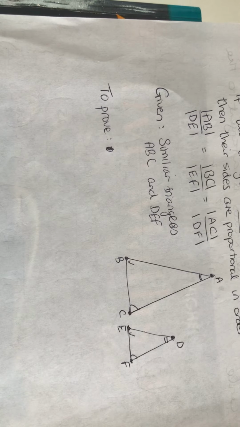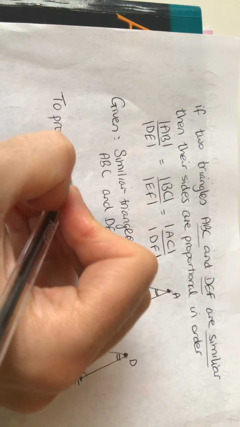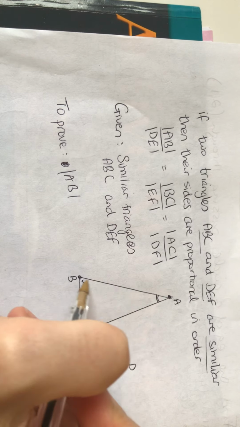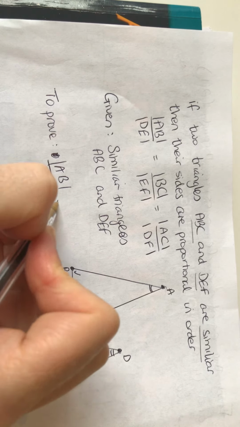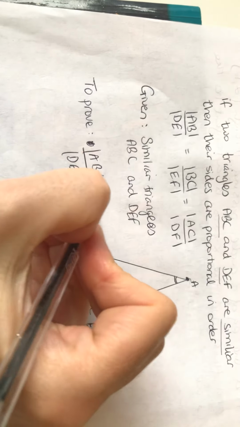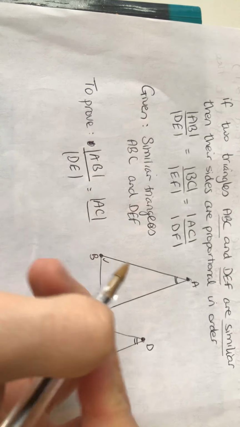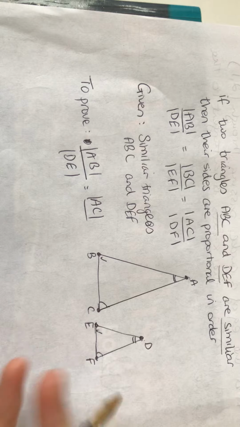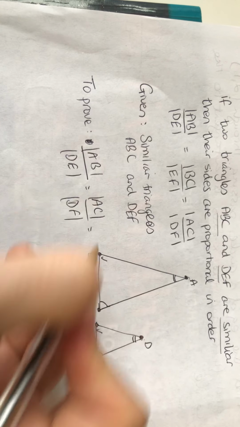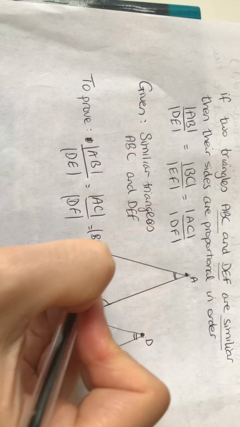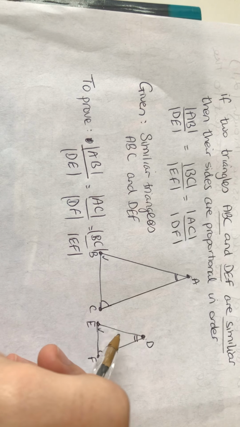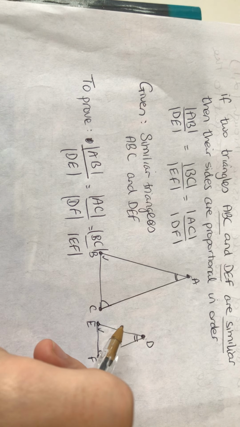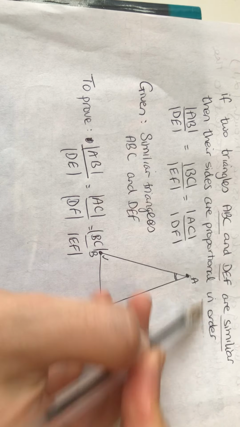What am I trying to prove? I'm trying to prove their sides are in proportion. So I'm trying to prove that AB over DE is equal to maybe AC, whatever way you want to do this, over DF, and that's equal to BC over EF. It doesn't matter if you start with the big triangle or the small triangle, because it's just trying to show the sides are in proportion. It's a very flexible rule, but you have to go in order.